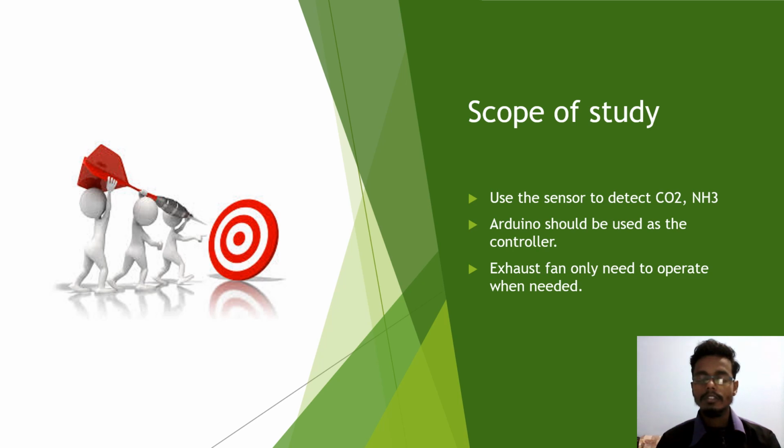The scope of the study is to use the sensor to detect carbon dioxide and ammonia. Arduino should be used as the controller. The exhaust fan only needs to operate when needed. It will be in standby mode if there is no need to operate.